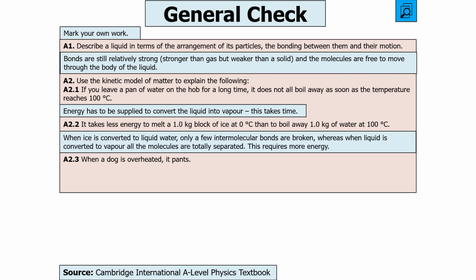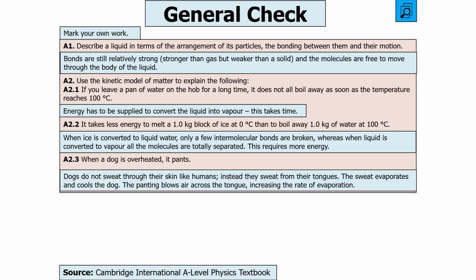In the third one, when ice is converted into liquid water, only a few intermolecular bonds will be broken to go from a solid to a liquid, whilst when you go from a liquid to a gas, to a vapour, all the molecules are completely separated, all the intermolecular bonds are broken. That requires more energy. And then finally, a dog doesn't actually sweat through his skin like humans do. Instead, they sweat from their tongues. The sweat then evaporates and cools the dog. Now, panting blows air across the tongue, which will increase the rate of evaporation.